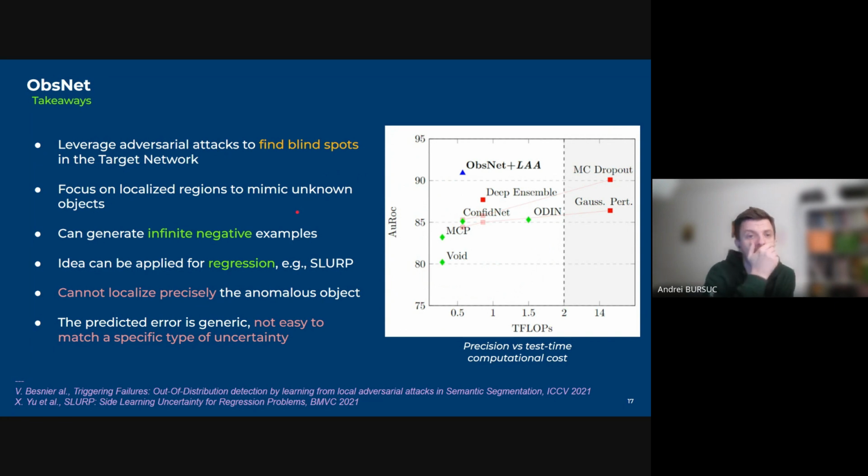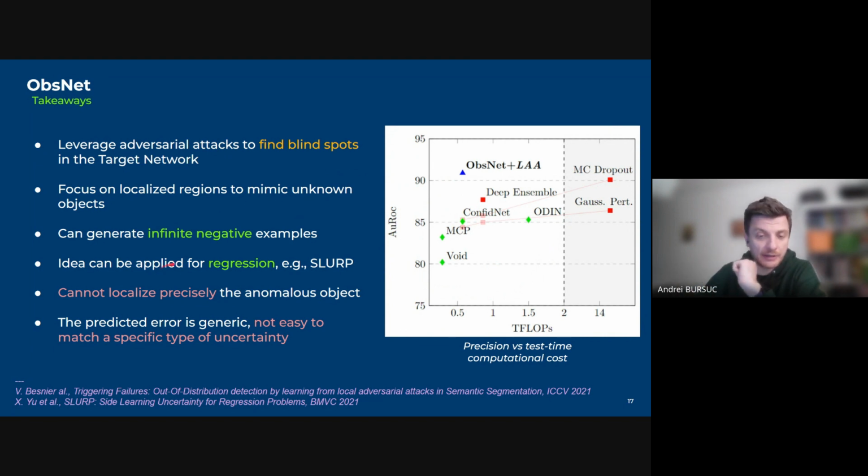So we can see as takeaways that we can do a decent job with observer networks with local adversarial attacks to find the blind spots in the target network, without needing to mine for even more real hard negative data. We focus here on localized regions to mimic unknown objects. And with the way we have these local adversarial attacks, we can potentially generate infinite negative examples to find many other blind spots of our multi-million parameter model. There are certainly different blind spots that we can find with adversarial attacks.